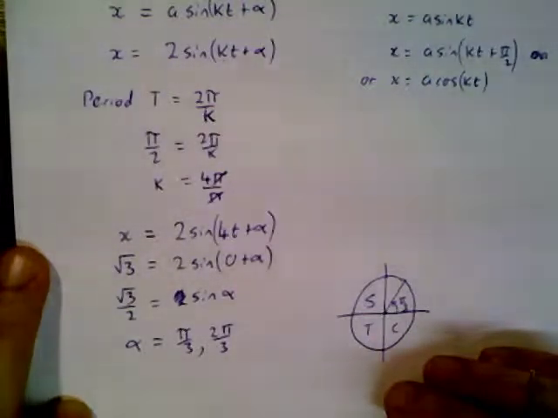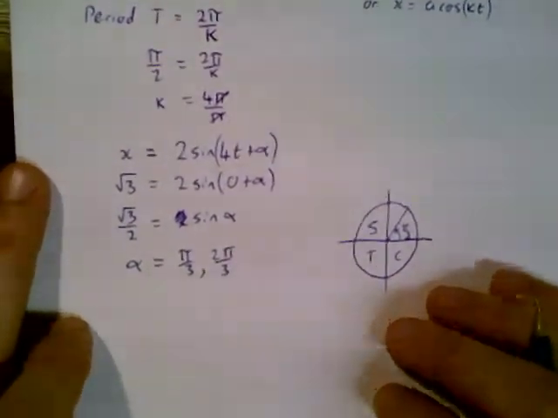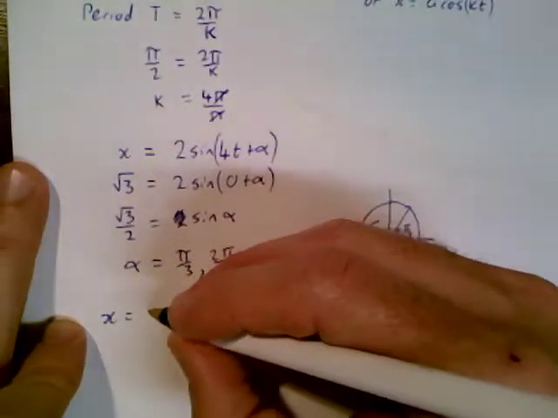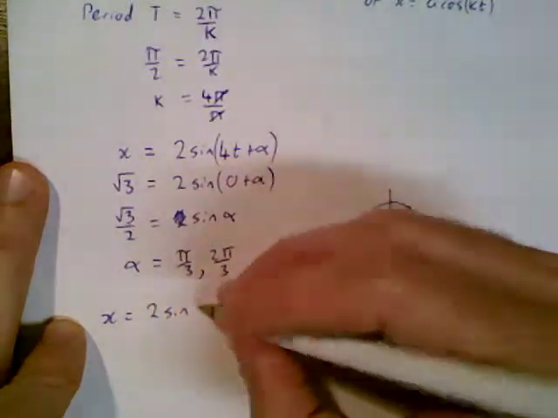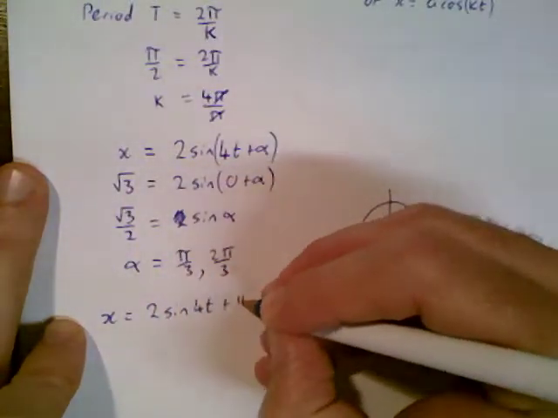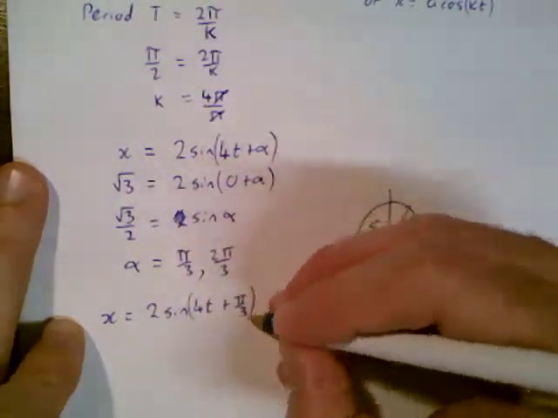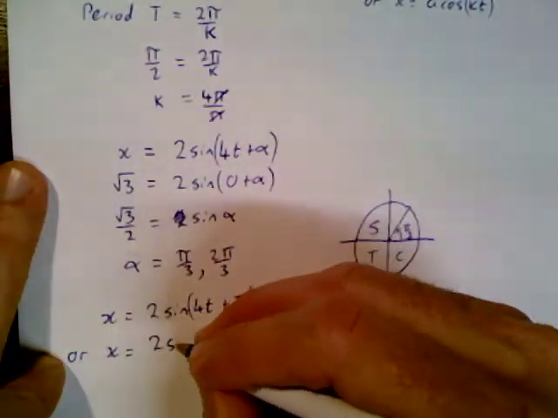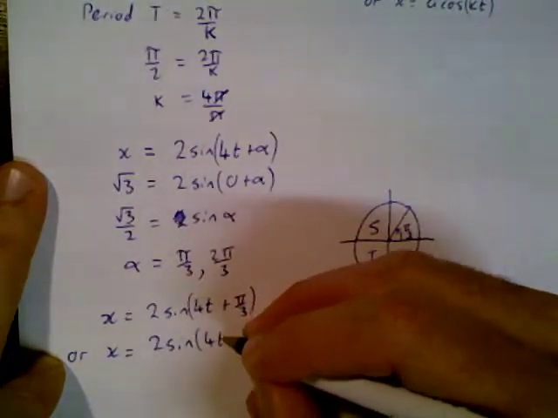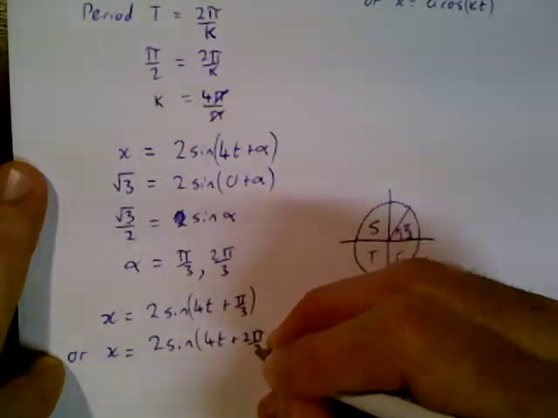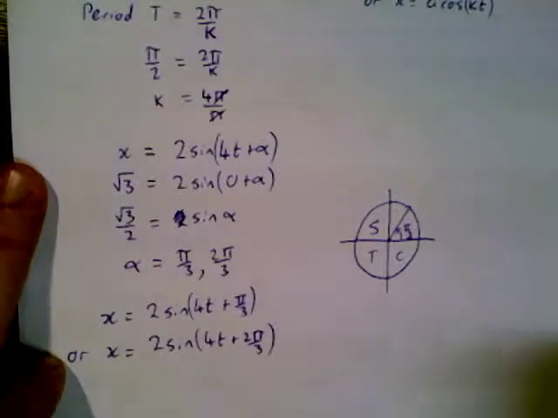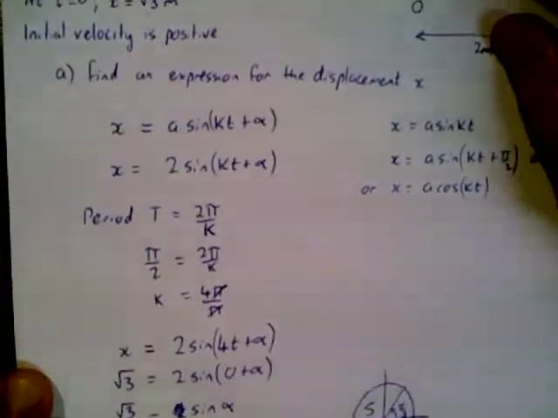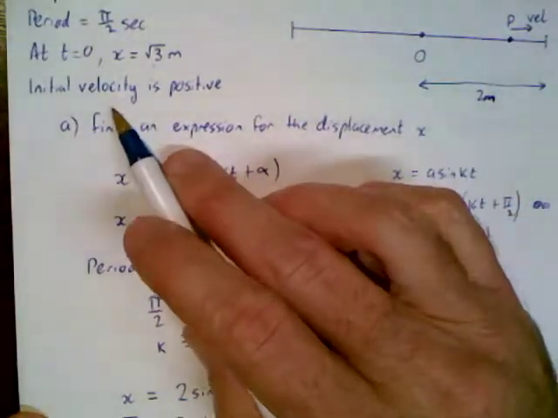Okay, so at this stage we've now got two possible solutions for x. We've got x is equal to 2 sine 4t plus pi on 3, or x is equal to 2 sine 4t plus 2 pi on 3. And to work out which one we're going to use, we go back to the final bit of information we had in our question here, which is that the initial velocity is positive.